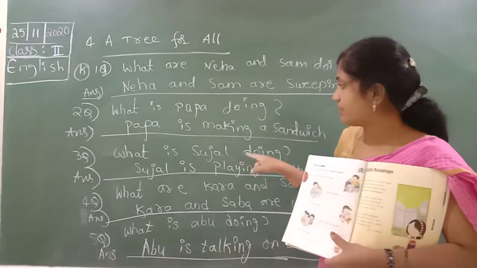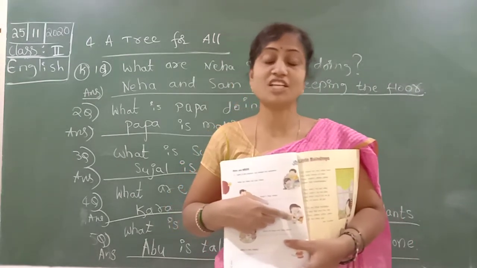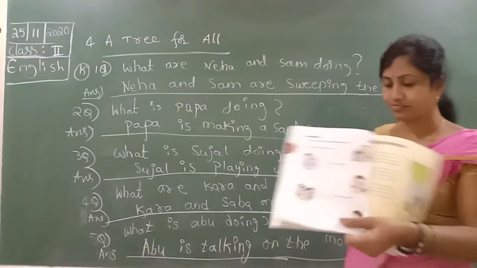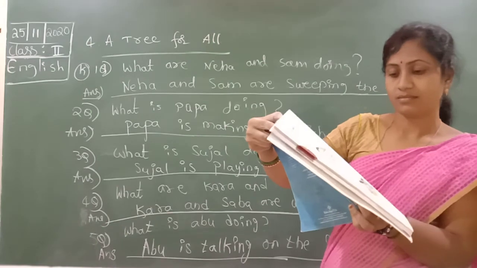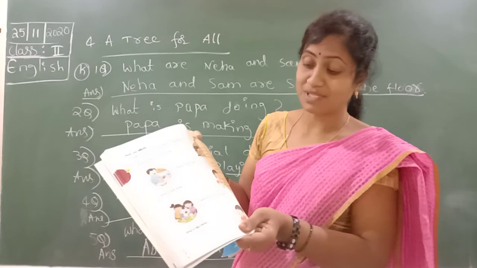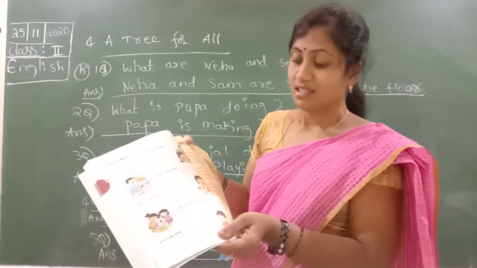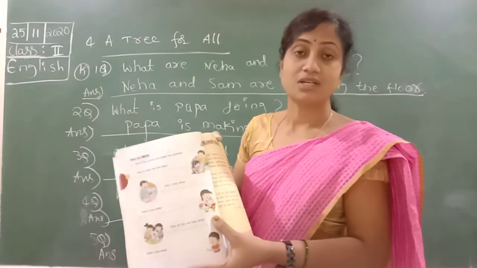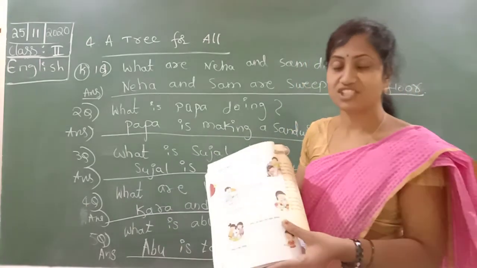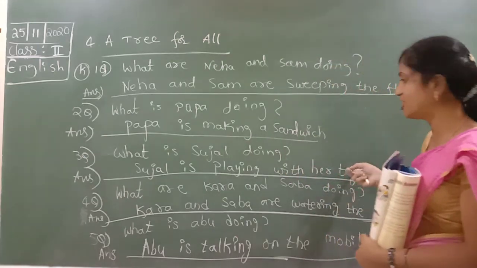Next, third one. What is Sujal doing? She is a small girl. She is playing with her toys. She is cooking food and making coffee. Cups also are there. Two toys, like teddy bears, also are there, no? She is enjoying, she is playing with her toys, okay?